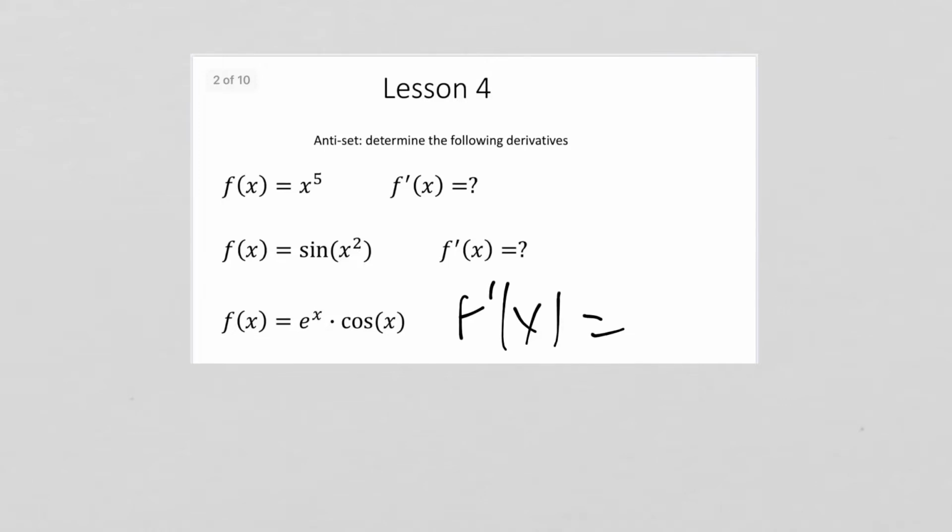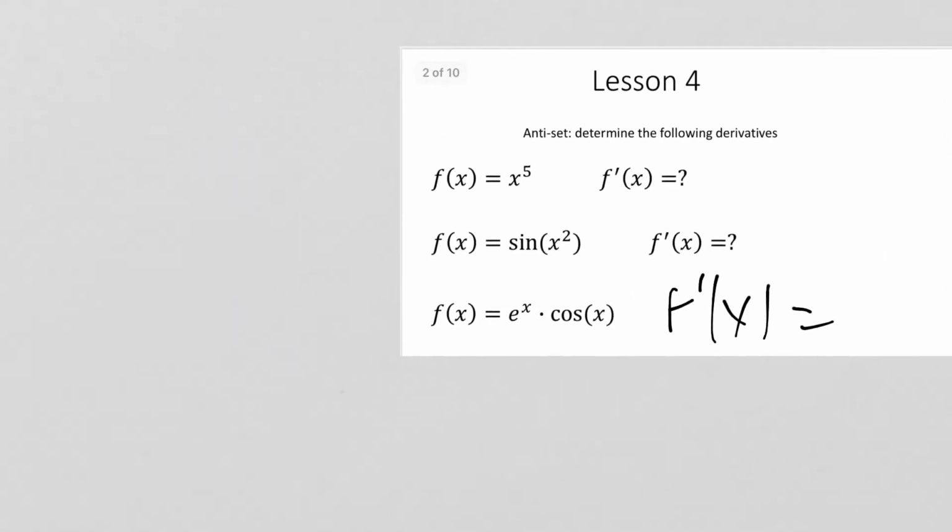Okay, so this first one is just a basic power rule. I'll go over here. So I'm going to multiply by 5 out front times x to the 4 power. Just apply that power rule.